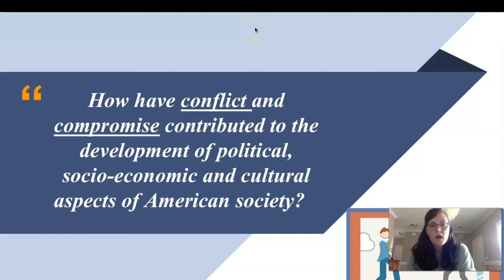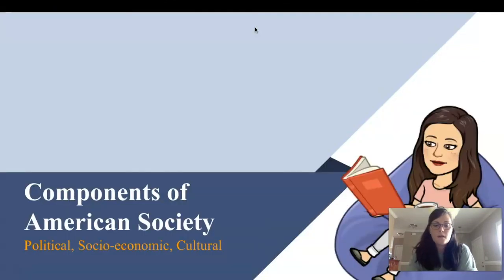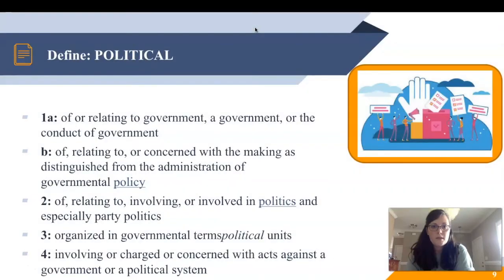Realizing the definitions of conflict and compromise, we are going to continue to dig deeper into how conflict and compromise contributed to the development of three specific aspects of American culture: political, socioeconomic, and cultural aspects of American society. As we look at these components, it's really important for us to truly understand what each term means, so that as we are studying, you can begin to make connections and relationships to your understanding of historical events, historical documents, and your experiences as a human being.